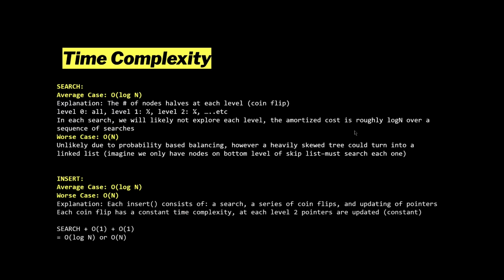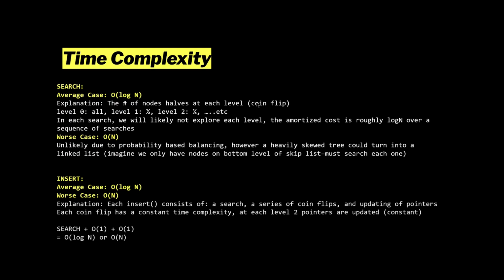So now let's analyze the time complexity of these operations. The search is going to be O(log n), and the reason for this is because if you think about it, the number of nodes halves at each level based on probability. Again, this is amortized, so this is like on average.